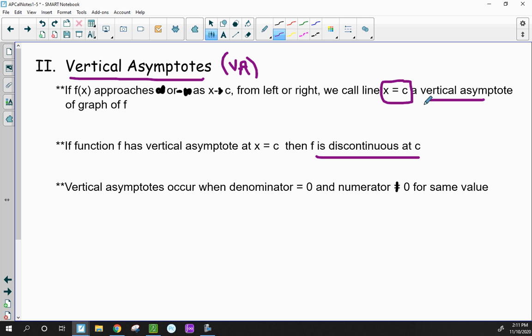Limits, approaching a value, and if you notice that the left side and the right side are approaching positive or negative infinity, then that's going to indicate there's a vertical asymptote in your graph. And at that vertical asymptote, there's a discontinuity. The graph is discontinuous. And we know from the past that vertical asymptotes occur when the denominator is equal to 0.